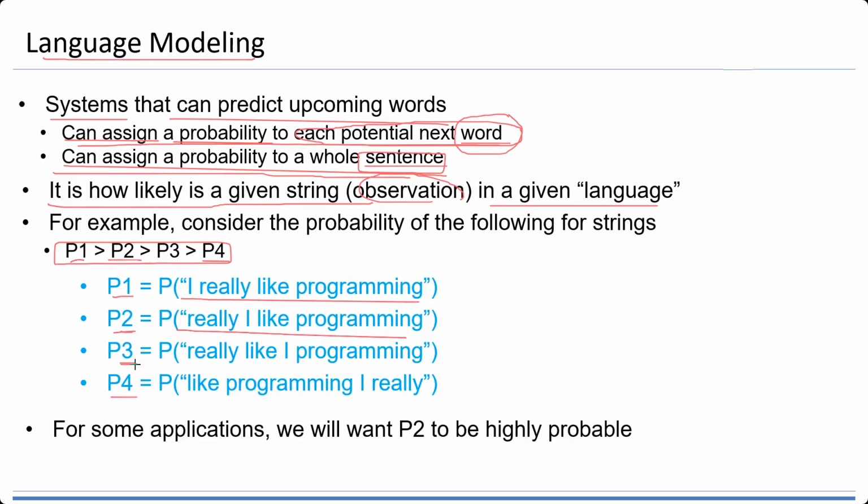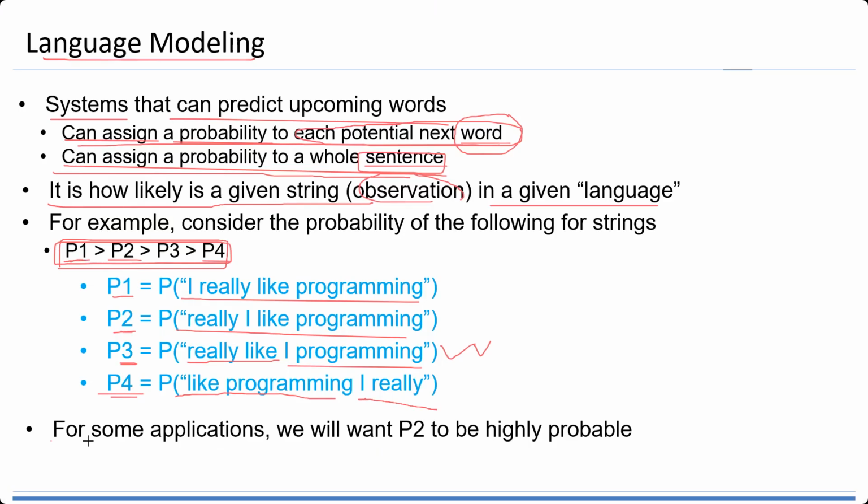What about P3? Really like I programming. So this is more strange. And if you look at this sentence, the probability will be lower. So the possibility of it being a sentence is not that high. What about P4? Like programming, I really, this is more strange. It is not a sentence. Then if we look at the order of the probability, P1 is the best model, or P1 is the highest in terms of the commonality in the natural language.